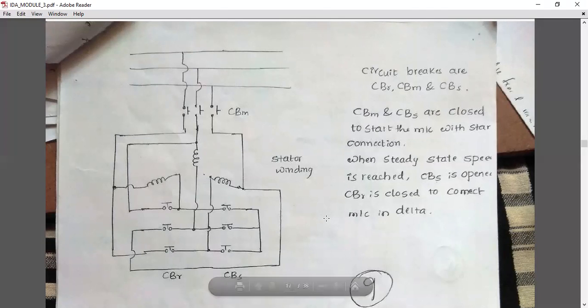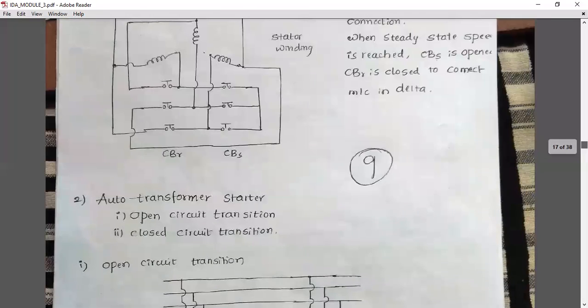In your rough papers, you can make the connection and try. You may find that it is star and it is delta. That is the reason for the star delta starter. Initially it should be connected in star to decrease the current. After that, whenever the motor reaches steady state value, it is connected to delta.